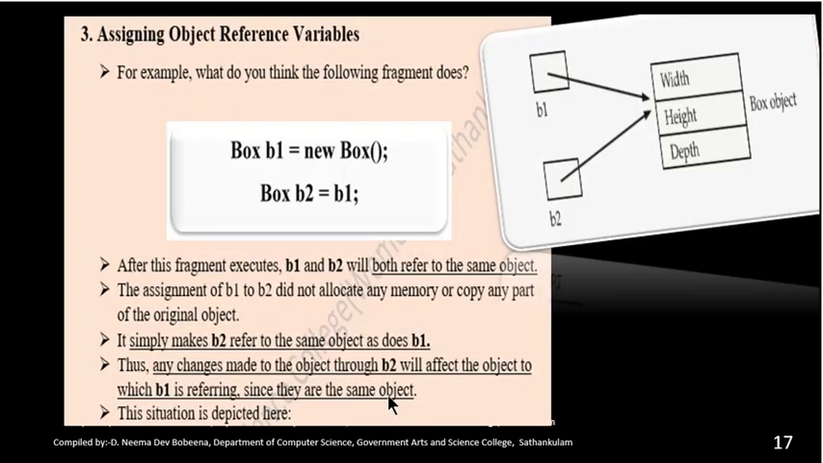The next part is assigning object reference variables. See this example: Box b1 is equal to new Box. When this line is executed, it will create a Box object and b1 will refer to that Box object. Box b2 is equal to b1, so b2 will point to the location which was pointed to by b1. Now we can say that b1 and b2 point to the same Box object. So if any change is made to this Box object through b2, that will be reflected in b1 also.